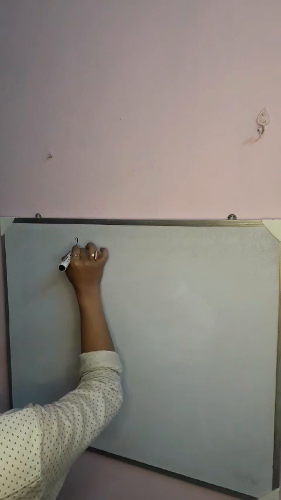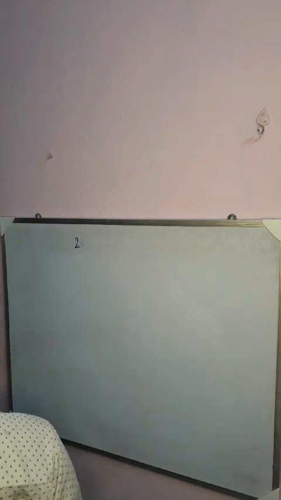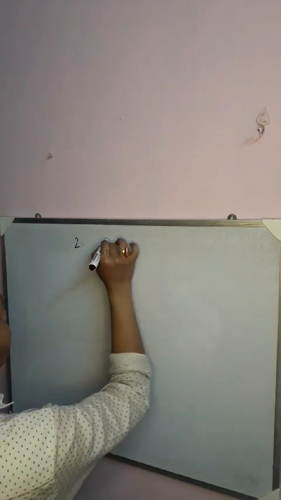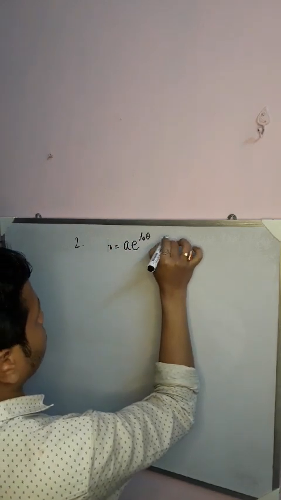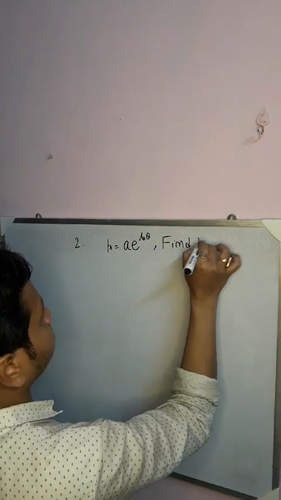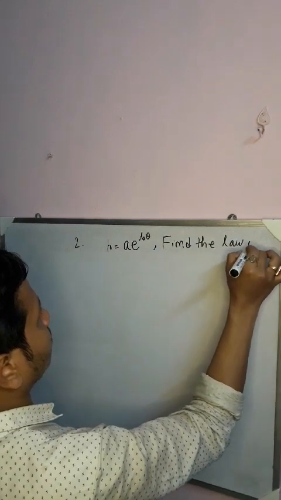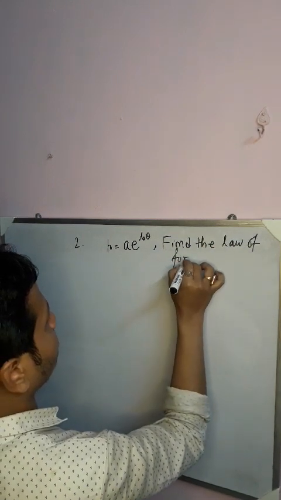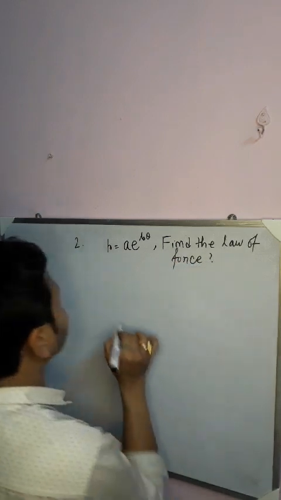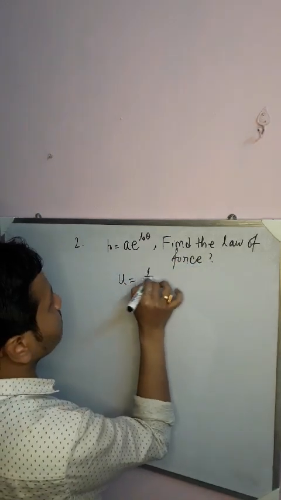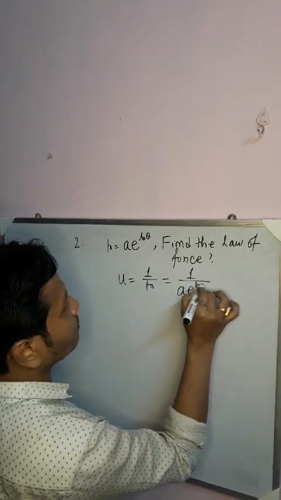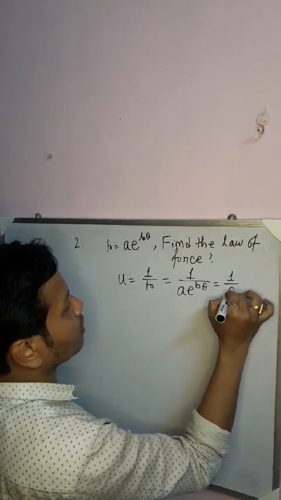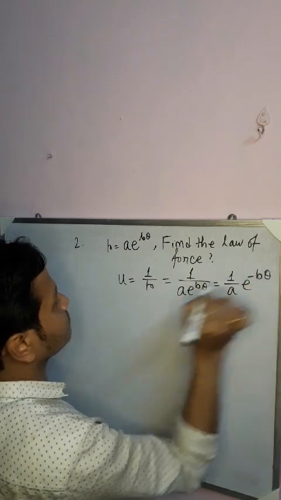Now another numerical is that r is given as a into e to the power b theta. We have to find the law of force. Okay, similar method. So what will be u? That is simply 1 upon r, that means 1 by a e to the power b theta, that means 1 by a e to the power minus b theta.